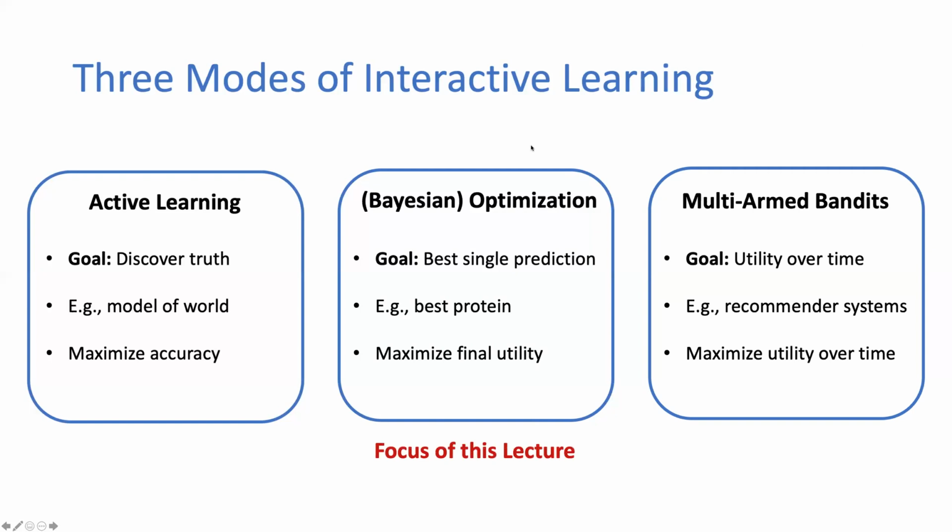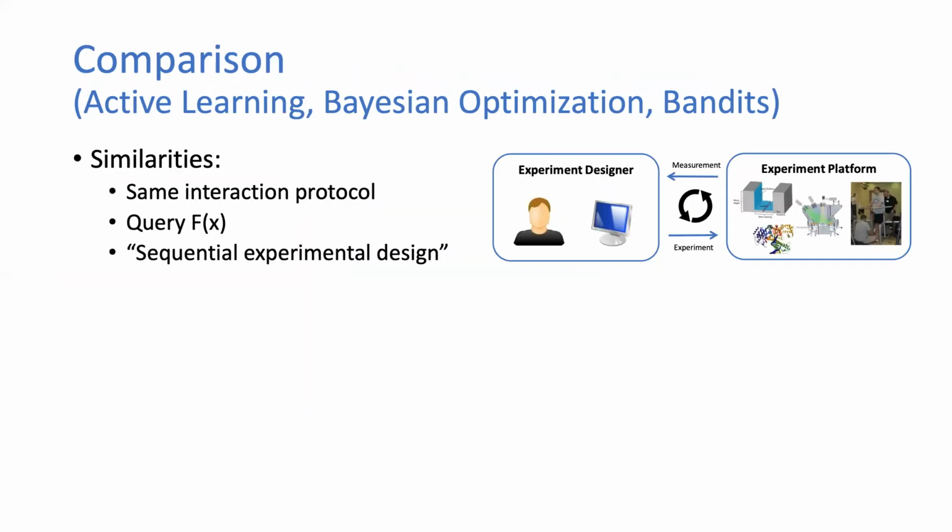And again, the focus of this lecture is on the middle column, but the interaction protocol that I described in the previous slide actually applies to all three. It just depends on how you choose which x sub t to do at every time step. Right, so they have the exact same interaction protocol. You choose an action x, you run some sort of experiment or interaction, you get a query or a measurement of f of x, possibly noisy, and in general, this area is also known as sequential experiment design.